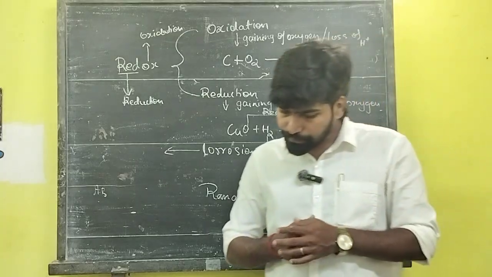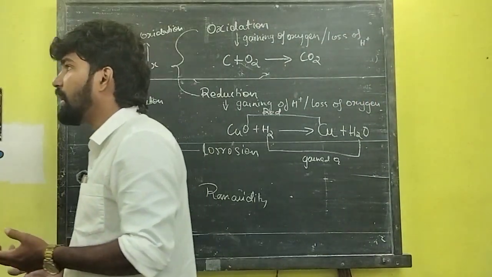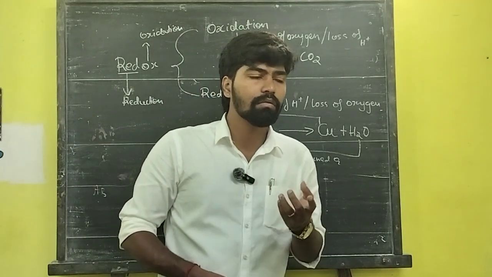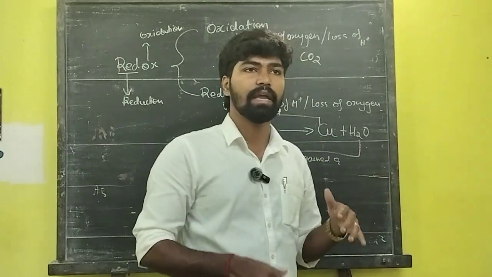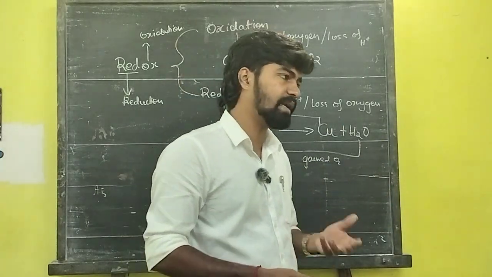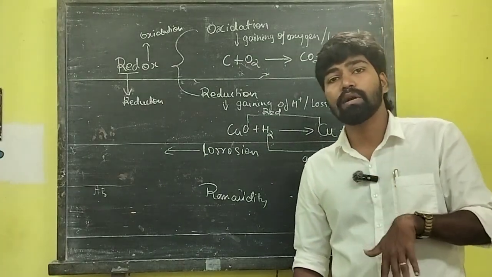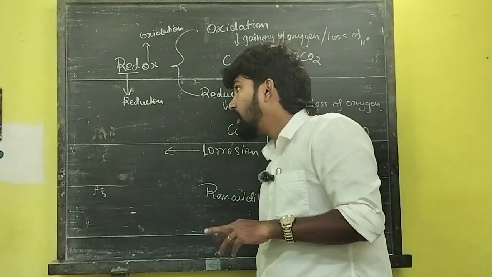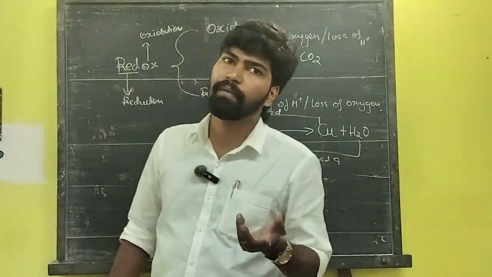Now how do you prevent this? Rusting also corrodes the structure of any body. That means if any material is made up of iron or metal, it can damage its structure. Okay, now how do you prevent rusting of iron? How do you prevent corrosion?